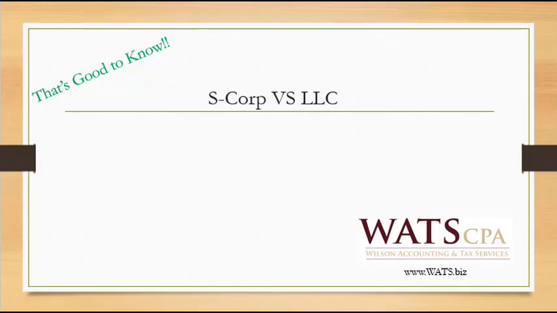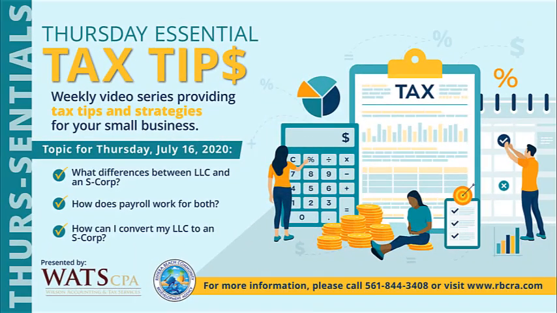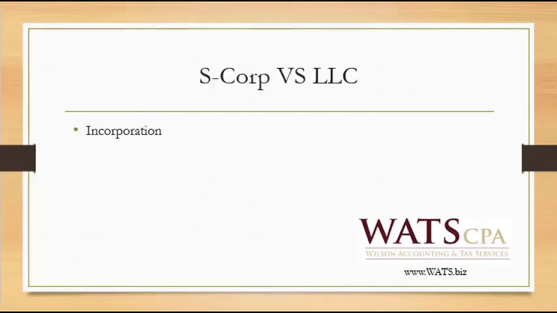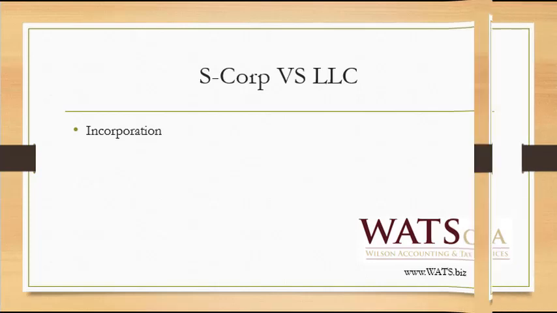S corporations versus an LLC. Let's talk differences. An LLC is what's called a disregarded entity or sole proprietorship if there's only one member in ownership of that LLC. If there are multiple members in ownership of that LLC, then their default classification is a partnership.